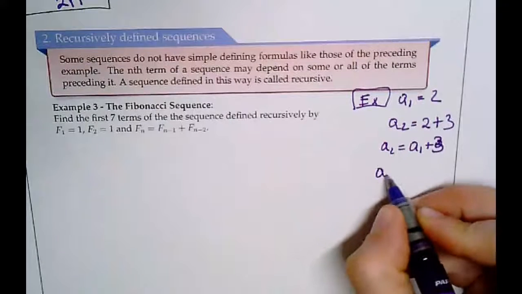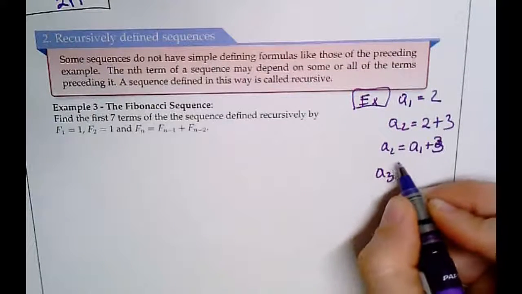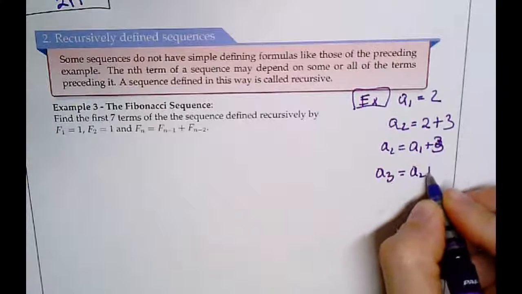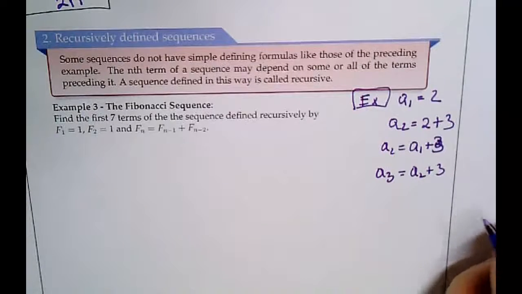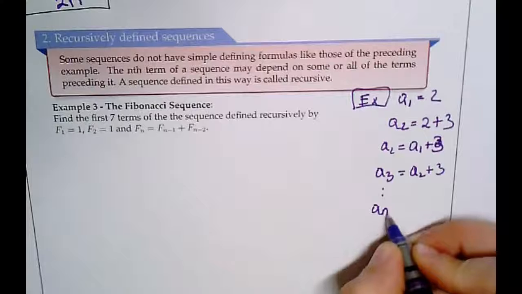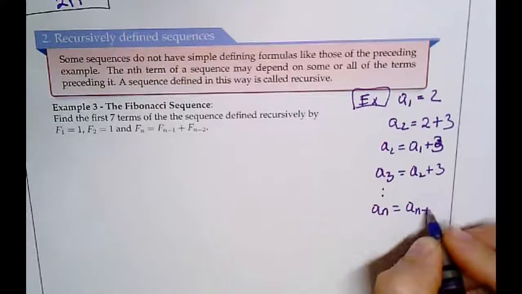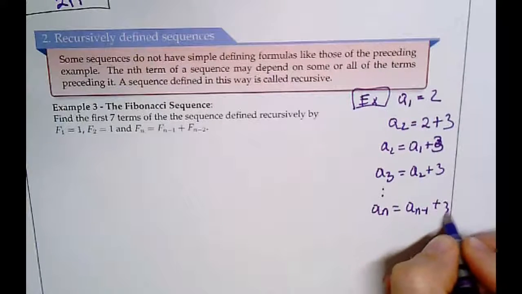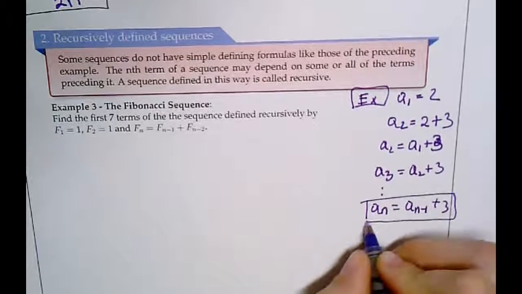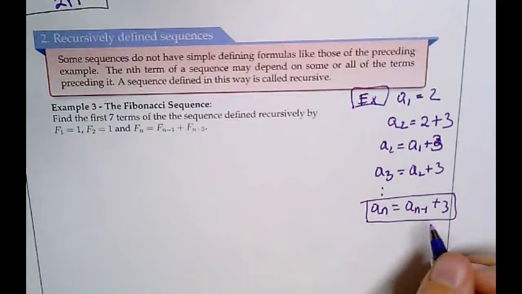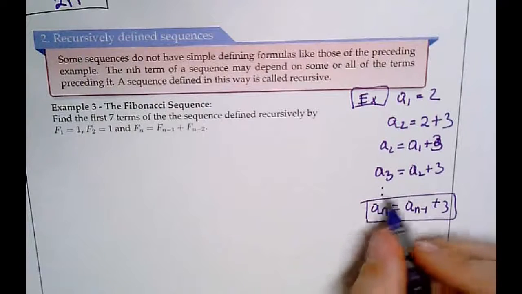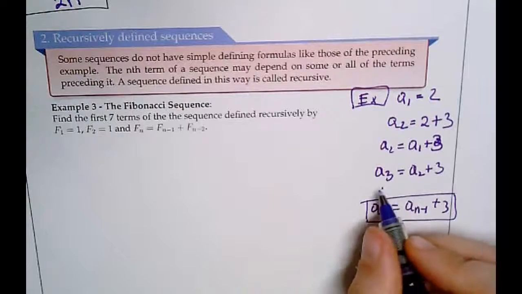And then what's A3 going to be? Well, it's going to be the previous term, so A2 plus 3. So in general, the term an is going to be the previous term, which is an minus 1, the previous term has a 1 less than n, plus 3. So this is an example of what we call a recursively defined sequence, where the general term depends on the previous term.